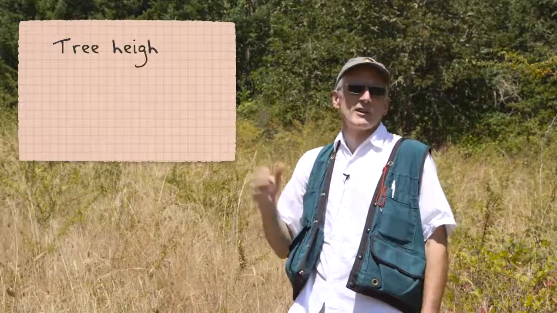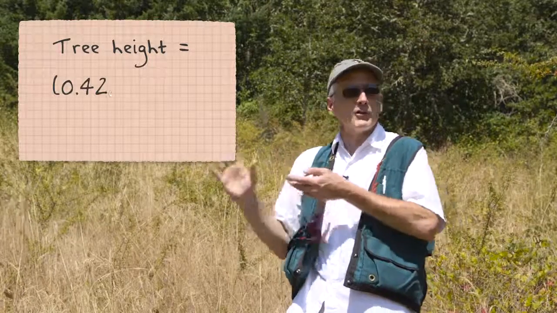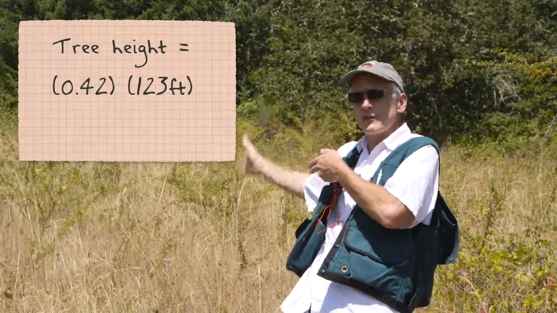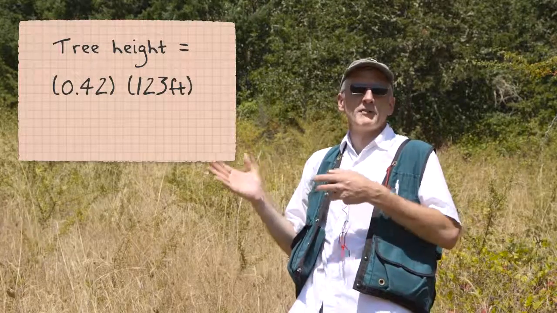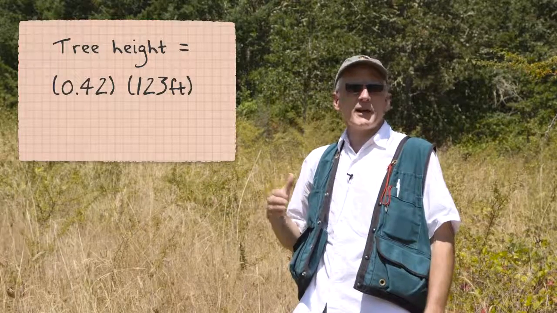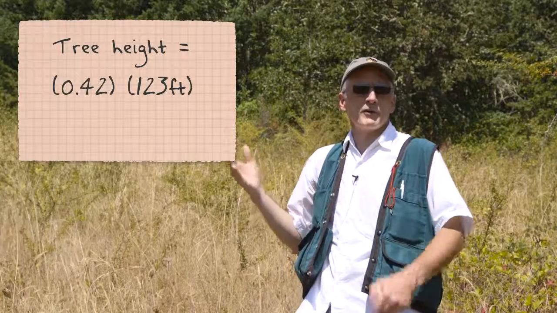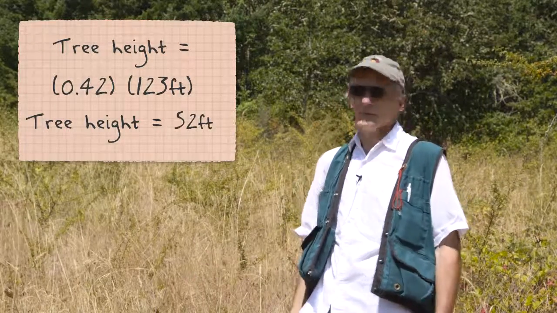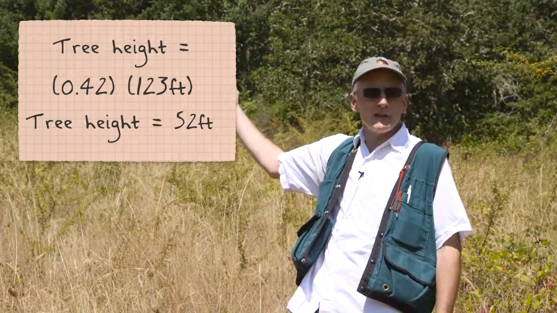In order to work with that number, we need to convert it to its corresponding decimal. So we divide by 100. So instead of 42%, we have 0.42. So we have all the information we need. The height of this tree is equal to our percent reading, 0.42, multiplied by our horizontal distance from the trunk of the tree itself, if it were to extend into the ground. Horizontal distance multiplied by your percent scale reading. So in that case, we have 123 feet multiplied by 0.42. And that winds up being 51.6 feet. Round that to the nearest foot, 52 feet. So this tree is 52 feet high.